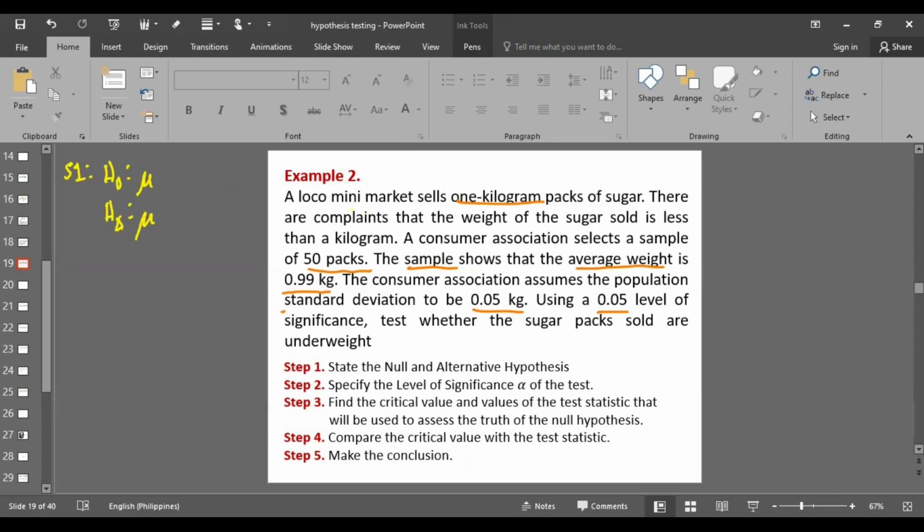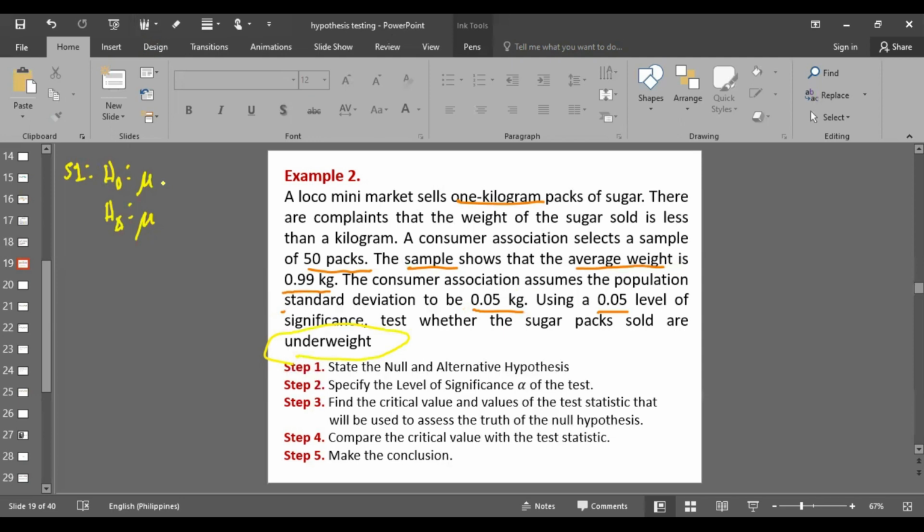Kiniklaim daw ng isang local mini market na ang average weight ng kada pack ng sugar ay 1 kilogram. Pero may mga nagrereklamo na underweight daw. And kumuha sila ng 50 packs na sample and lumabas na yung average weight ay 0.99 kilograms only. So kulang. Now we have to test whether the sugar packs sold are underweight. So we have to conduct hypothesis testing. So what do you think will be the null and alternative hypothesis?